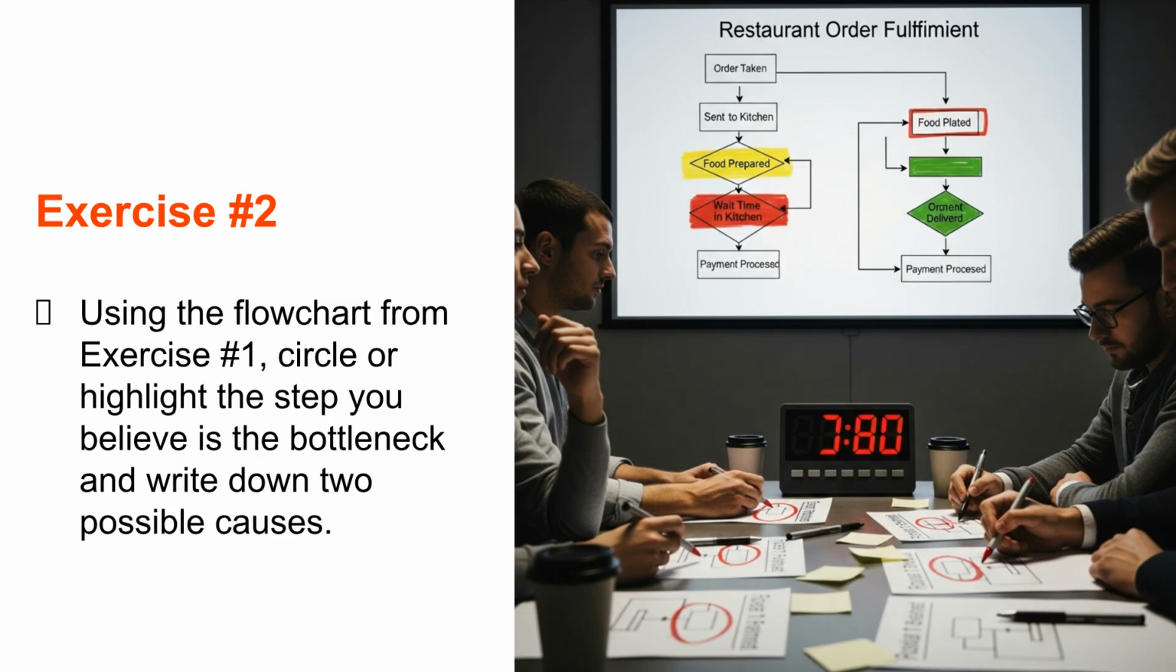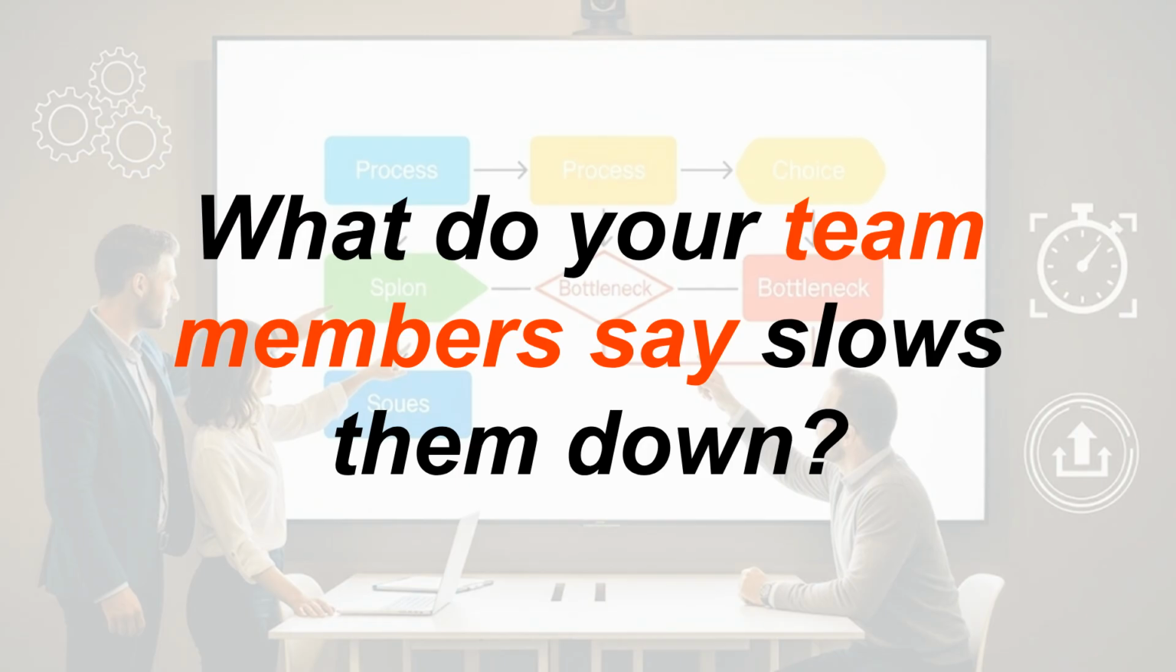In exercise 2, using the flowchart from the previous exercise, circle or highlight the step you believe is the main bottleneck and write down 2 possible causes. It is crucial to know what your team members say slows them down. Their direct experience is invaluable for bottleneck identification.